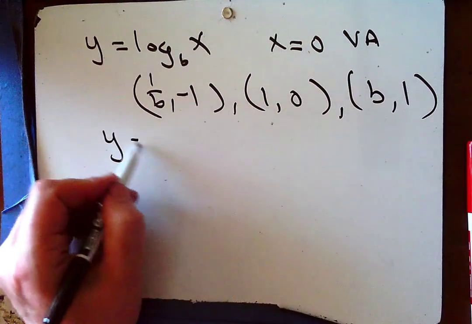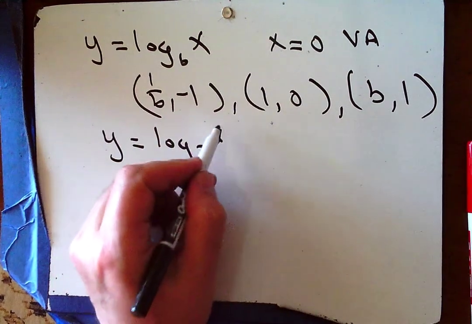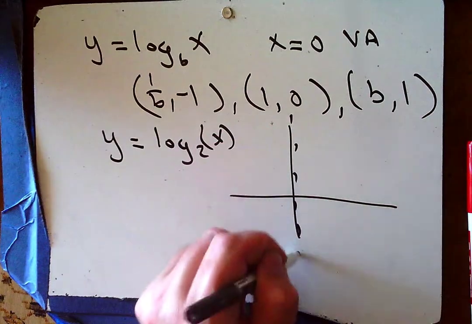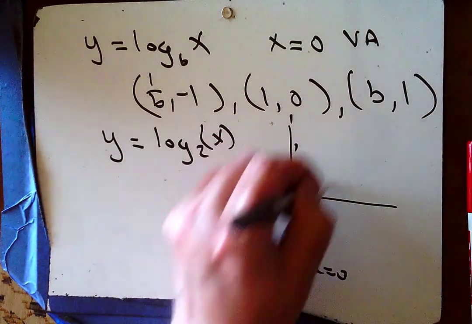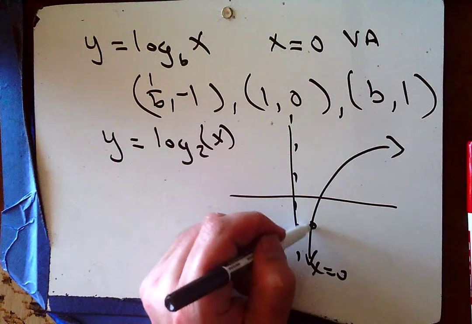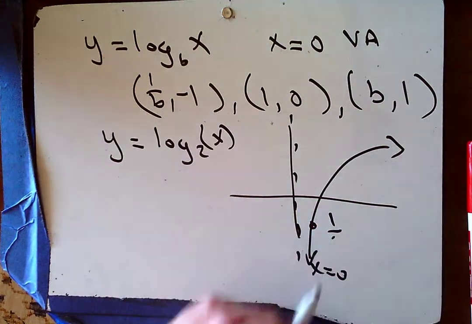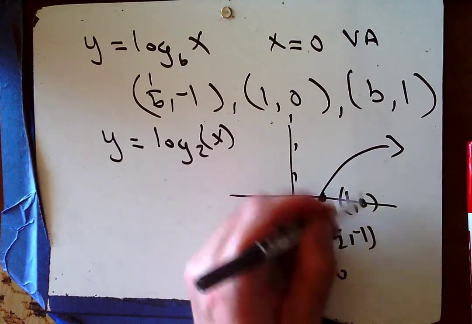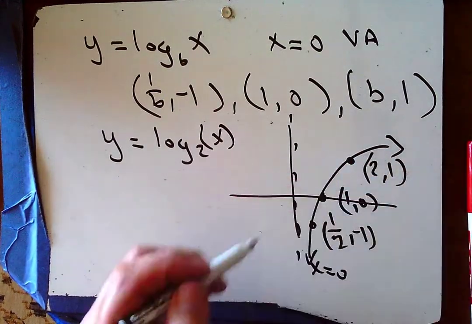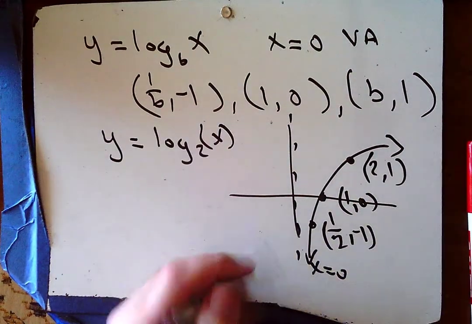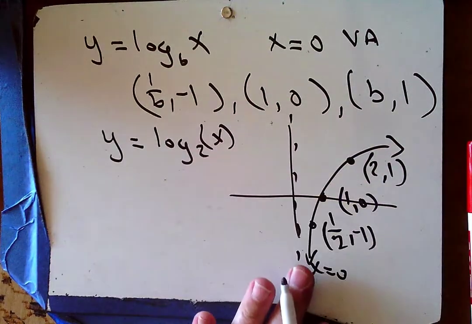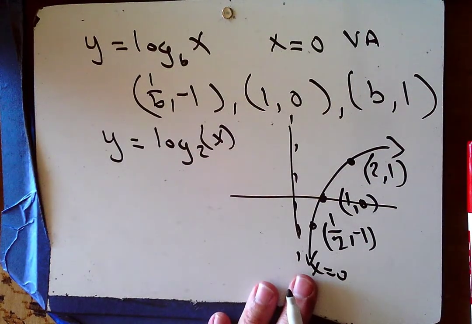that means that a log has x equals 0 as a vertical asymptote. So if I have y equals log base 2 of x, then our graph has a vertical asymptote at 0 and passes through the points 1 over 2, -1, 1, 0, 2, 1, and don't forget the vertical asymptote. If you leave these points off, no credit. If you leave this off, you won't get credit. So please make sure that you have a complete graph, okay?